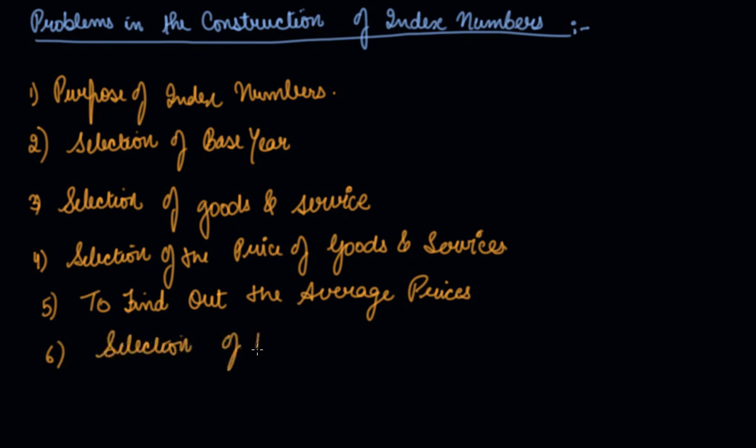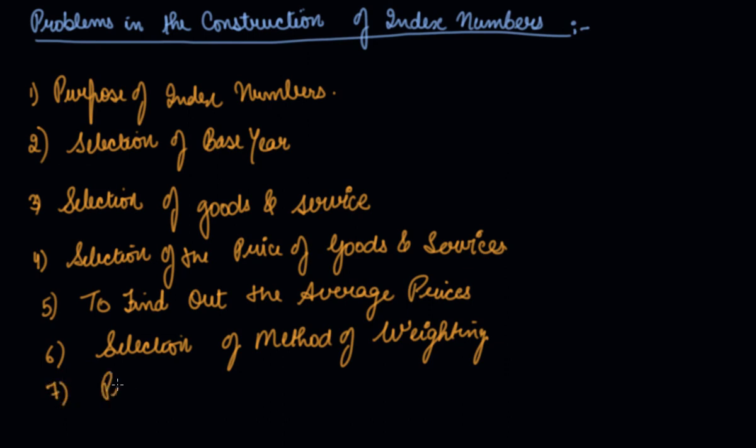Sixth, selection of method of weighting. Now, in working out the average prices, due care should be taken of the relative significance of different commodities. So, while constructing index numbers, weights are accorded to different commodities. You assign weights to different commodities. The commodity which has more value, more importance, more significance will be given higher weightage. So, the selection of the method of weightage becomes the other problem in the construction of index numbers.